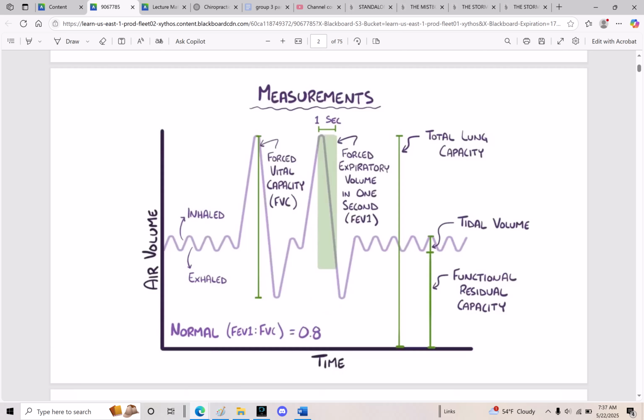One more time. In a normal physiology, somebody who has no obstruction should be able to exhale 80% of the air he or she took in the first second.